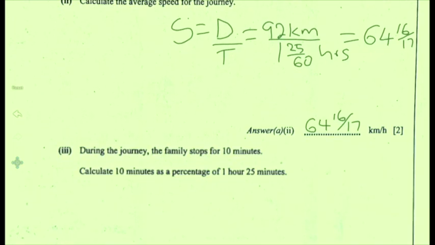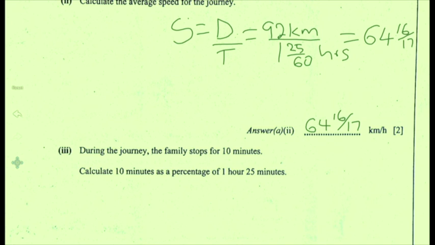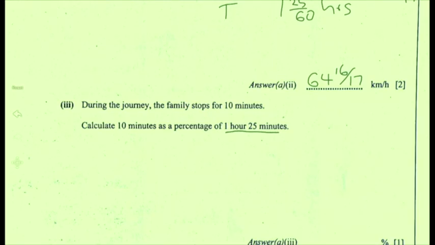So now we can have a look at the third part of the question. During the journey, the family stops for 10 minutes. Calculate 10 minutes as a percentage of 1 hour 25 minutes. So this is a question on percentages. So what you can do here, you first have to convert that to minutes. So this is 60 minutes plus 25 minutes.